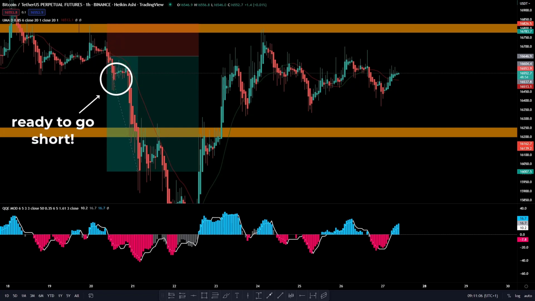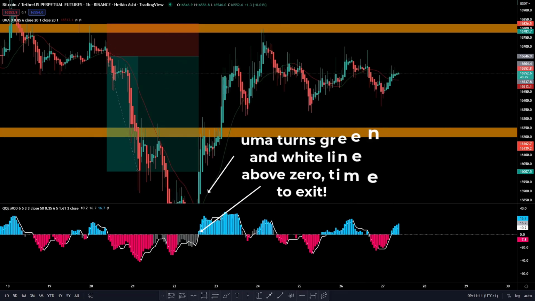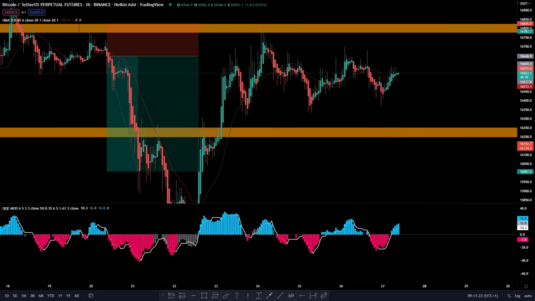After we have taken a short position, we then let our position run until the UMA turns green and the white line of the QQE mod crosses the 0 level upwards, followed by a green or blue bar closing above. This is our signal to close the position. Again, as we clearly see, this is a nice profitable trade.